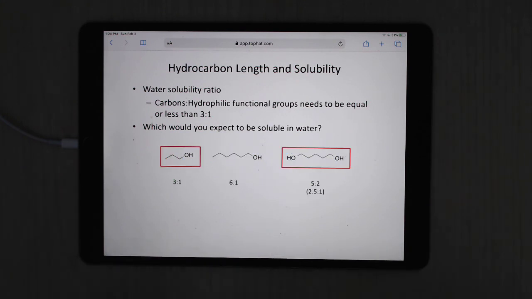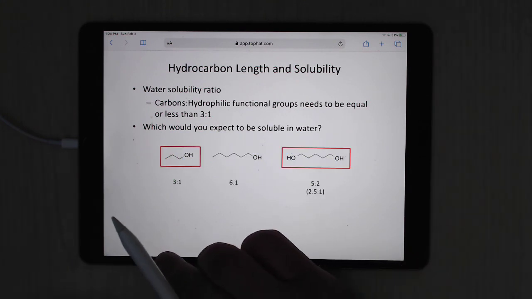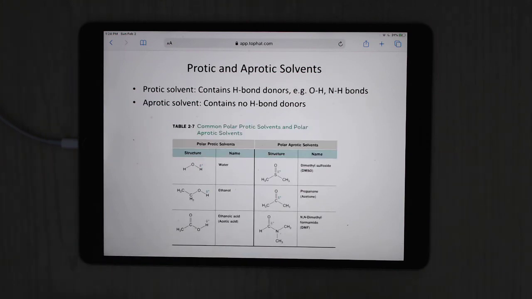So, because this is less than 3 to 1. Now, the other thing would be what are called protic and aprotic solvents. This is going to be important as we move along for reactions, because some work better in protic, some with aprotic.